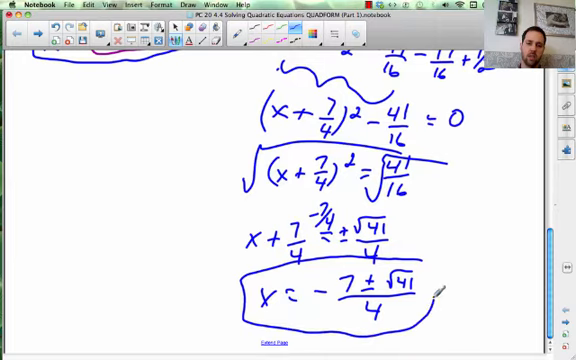And this represents two distinct solutions again. The one that is negative 7 plus root 41 over 4, and negative 7 minus root 41 over 4. So those are your two distinct solutions.